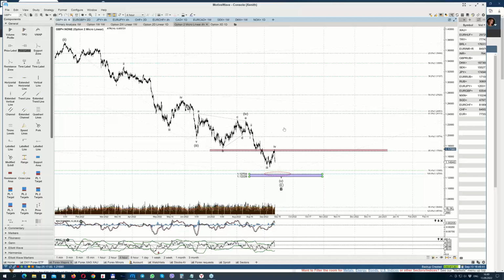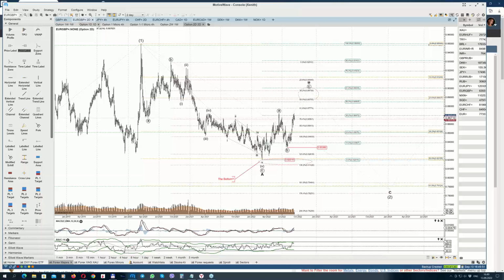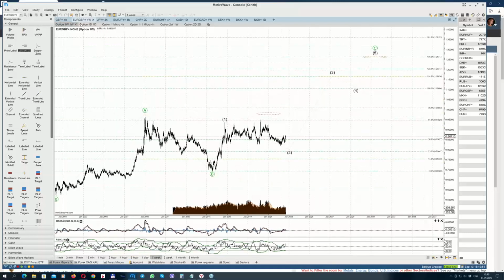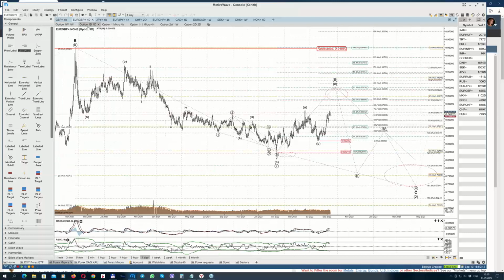Here is the count in detail on the option 2 micro linear chart. I hope everything's clear with this pair, and we're switching to euro to the British pound. The count of a larger degree supposes really huge room to the upside, eventually to be filled by a powerful wave circle C. But it's a multi-year or maybe multi-decade perspective. Right now, we're within one of the possible scenarios suggesting lower targets in the wave 2.